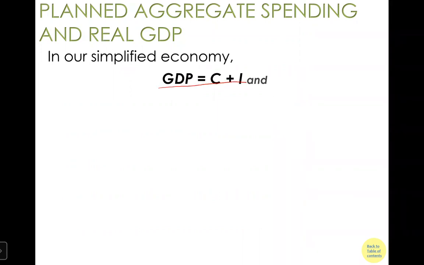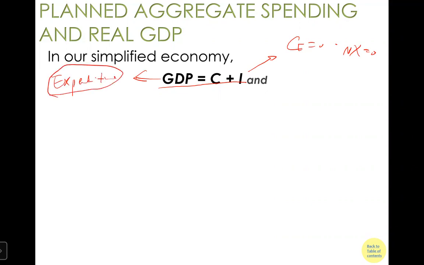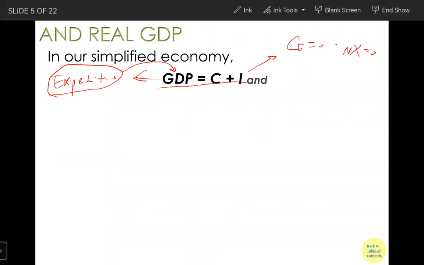GDP equals C plus I. Why? Because now G equals 0 and NX equals 0, right? And this equation comes from expenditure. So expenditure, in the sense, means we look at the GDP through the lens of expenditure, right? Because GDP is the total expenditure of the economy. So this is the first equation.